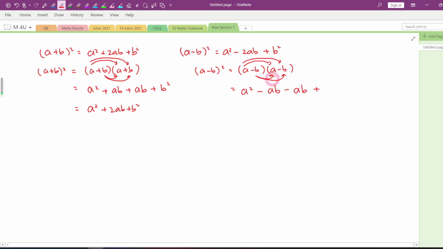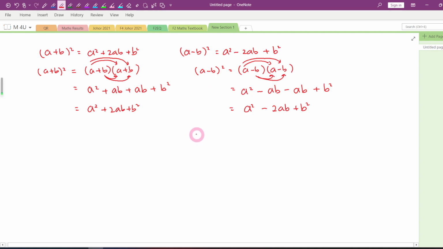This is why I told you at the back here, always positive, right? No matter this is positive or negative, back here always positive. Now, A squared, we just copy. These two are like terms. Negative AB minus AB, you will get negative 2AB plus B squared. Okay, but you have to be more careful sometimes. Let me give you an example.